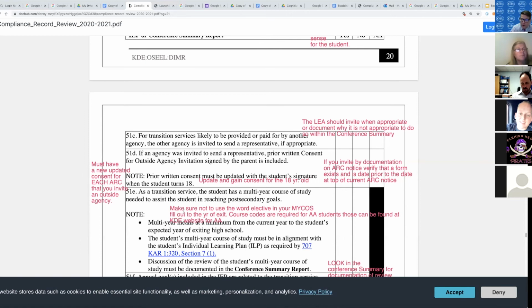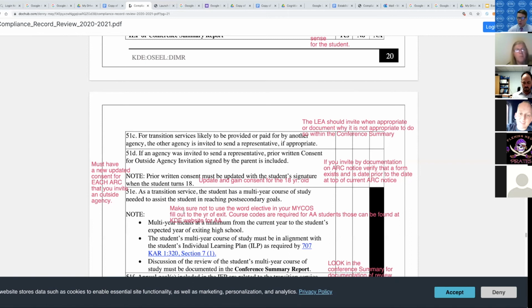They're not part of that properly constituted ARC. They're an outside agency, and they're on your ARC notice. They're separated. We're talking about people like Voc Rehab and your community college disability coordinators, things of that nature. If you invite them by documentation on ARC notice, verify that a form exists. So we're looking for that consent to invite the outside agency form if you've invited them. And did you invite them prior to sending the notice out?